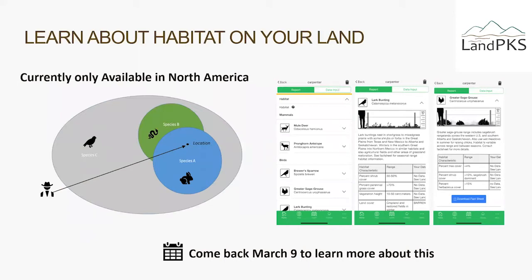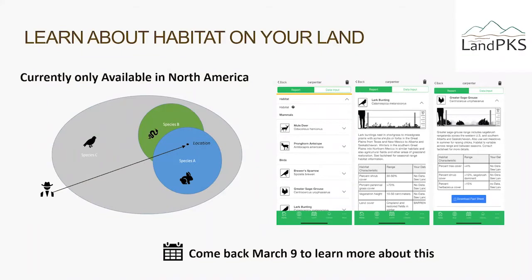So a new feature, which we'll go into more detail during our next session next week, is learning about habitat on your land. And essentially what this is doing is taking your location, querying a geospatial database that asks the question, does this species even occur in this area? Not does it occur on my specific piece of land, because of course we don't know that, but does it in fact occur in this area? Based on that, it will bring up a list of species that may occur on your land. It also then provides some information on what those species requirements are.